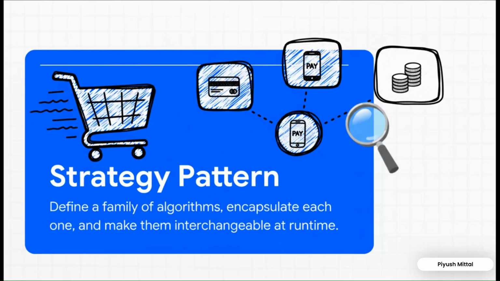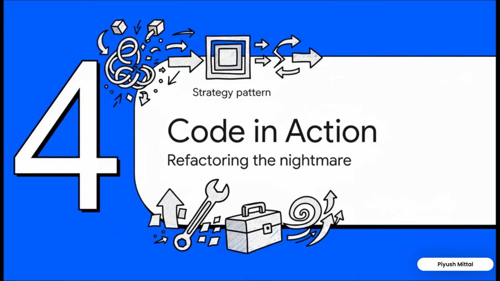The core idea here is incredibly simple but so powerful. We take a family of related algorithms, in our case, all the different ways to pay, and we wrap each one up in its own little self-contained class. We encapsulate them. This makes them completely interchangeable, like Lego bricks. The shopping cart will know that it needs to process a payment, but it won't have a clue how that payment is actually being processed. This is my favorite part.